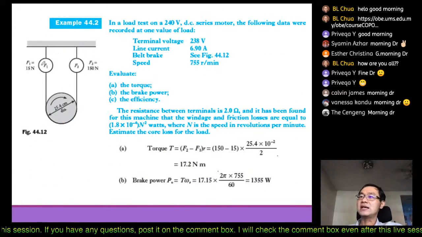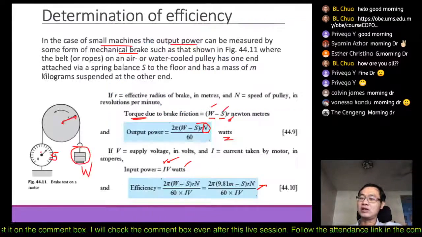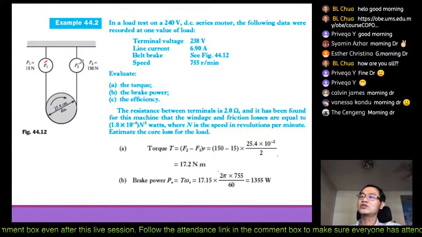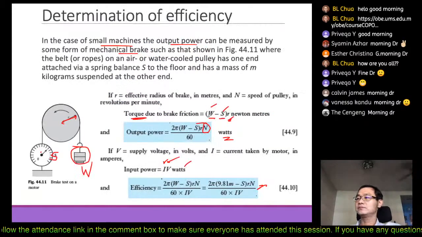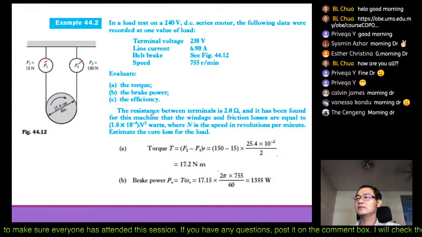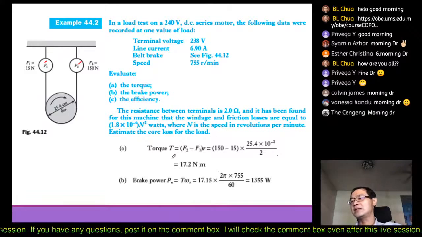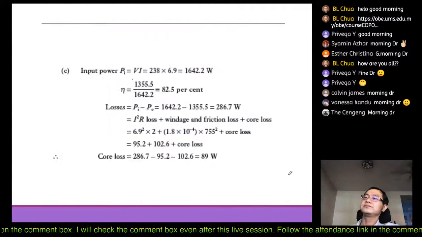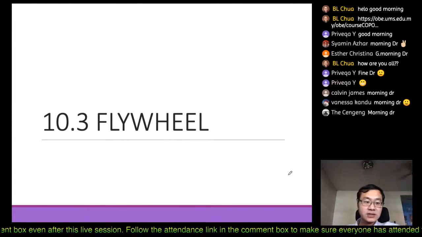So again, this is another construction of the brake type. Instead of putting a load over here, you can put two force measurements. So the difference between these two gives you this, the difference between these two, right? So same calculations. This one is to identify the torque and the brake power, right? So far no questions yet.